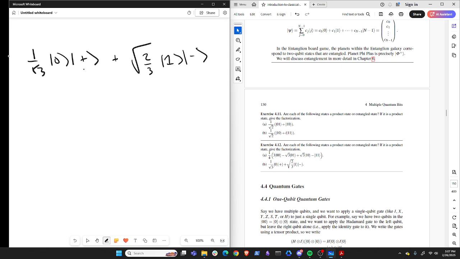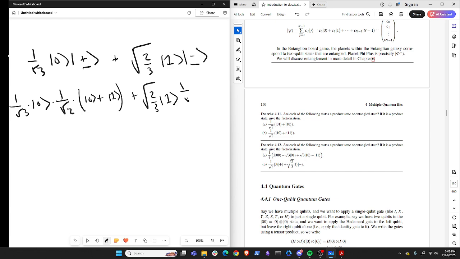So we can do that by substituting in what we know about plus and minus. So we know that plus is 1 over square root of 2, 0 plus 1. And we know that minus is 1 over square root of 2, 0 minus 1.